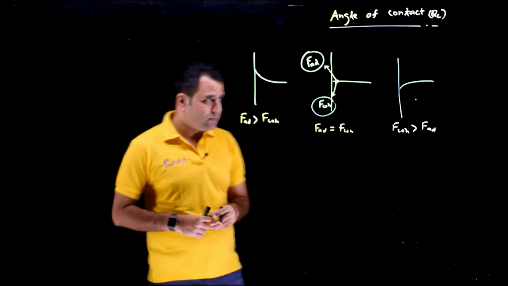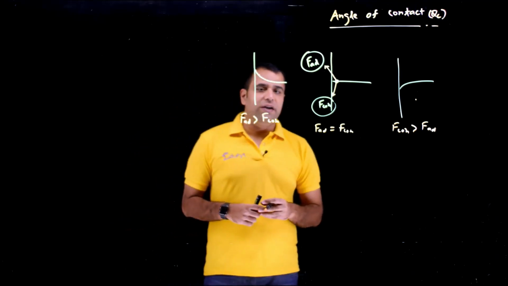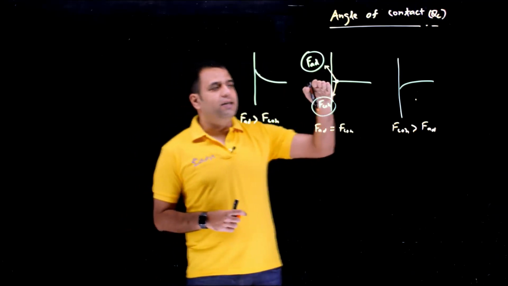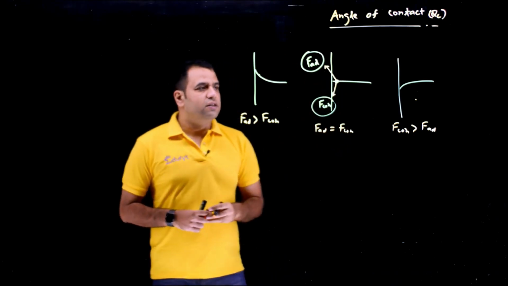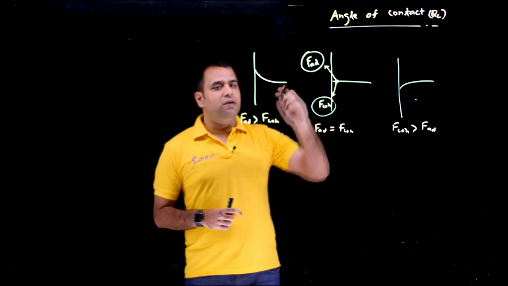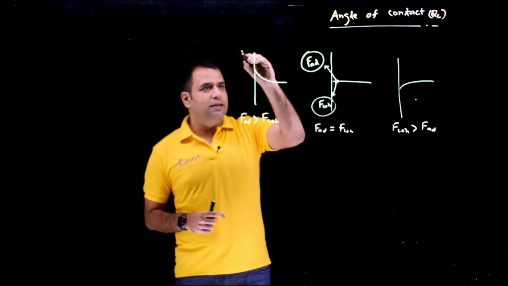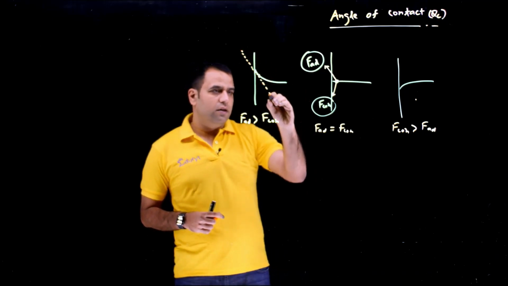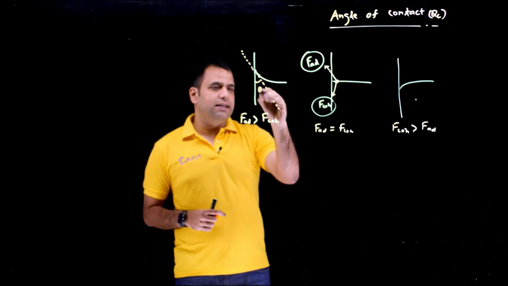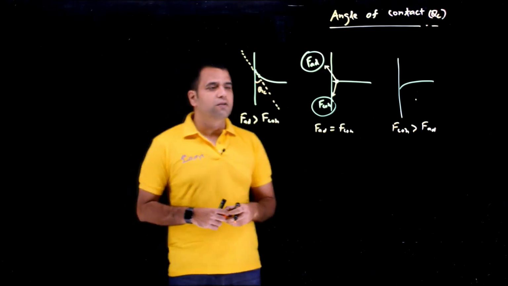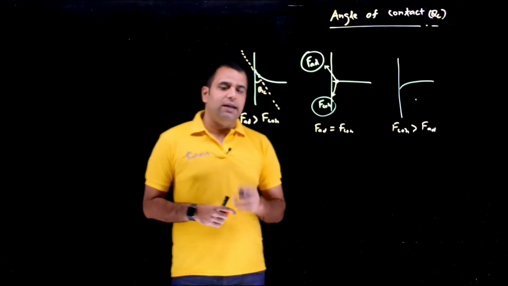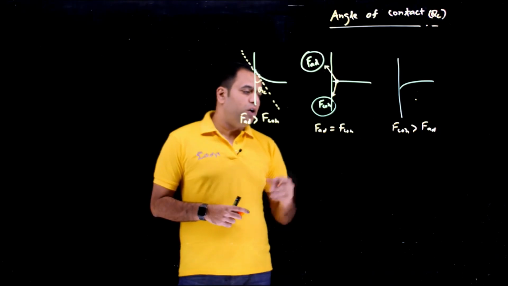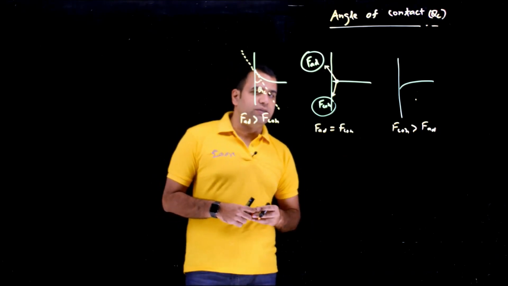So in this case, we will define an angle. Ultimately, the liquid surface is going to make some angle with the vessel surface, and this angle we are going to define as theta c. This is defined as the angle of contact. The value of the angle of contact will depend upon whether F adhesive is more than cohesive or less than the cohesive force.